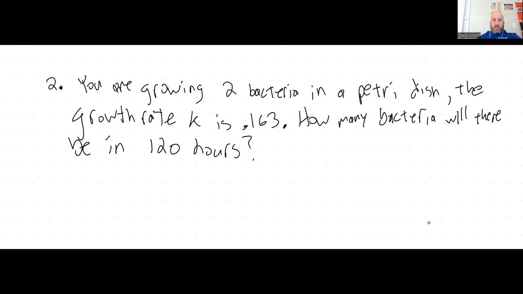How many bacteria will there be in 120 hours? So we're still using the same formula. We've got to identify P, R, and T. There's the eraser. I had to click on pen. All right. So P is 2. I'm going to put K, which is filling in for my R, as 0.163. T is 120. Why did I use 120? Well, 120 hours is 5 days.